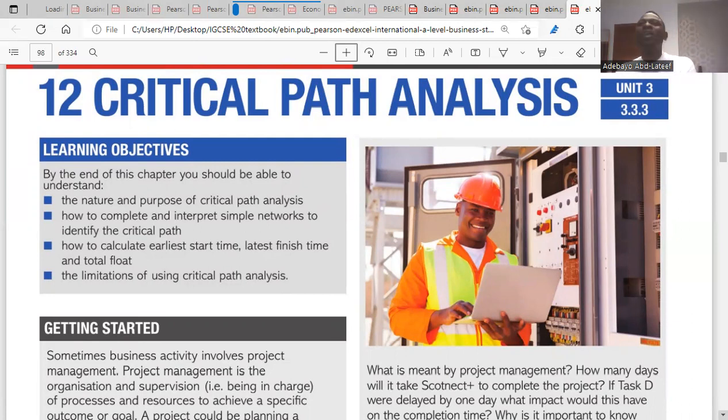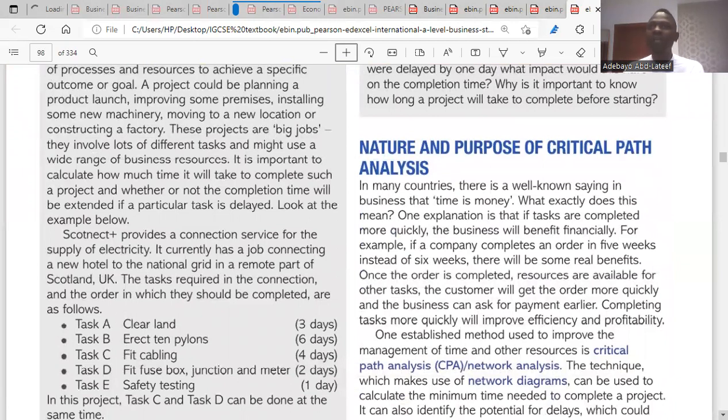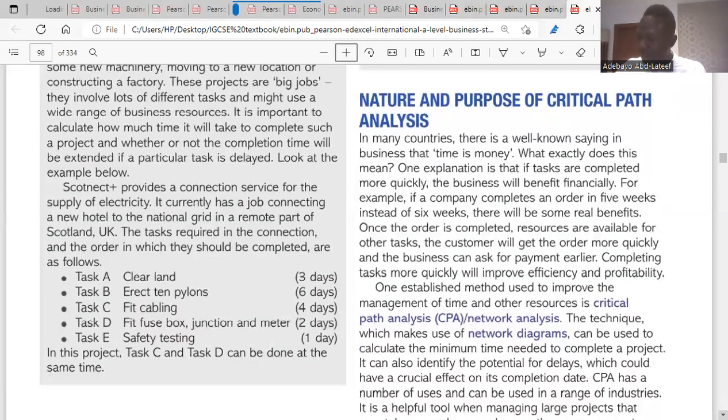It is a method of calculating the minimum time a project has to be completed. You understand what critical path analysis means now? Yeah. It's a method you can use for your time management. And what does it calculate? It calculates the minimum time required to complete a project. So here I wrote, critical path analysis is a method of calculating the minimum time required to complete a project, identifying delays which could be critical to its completion.